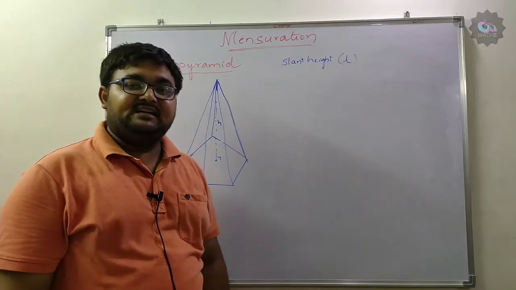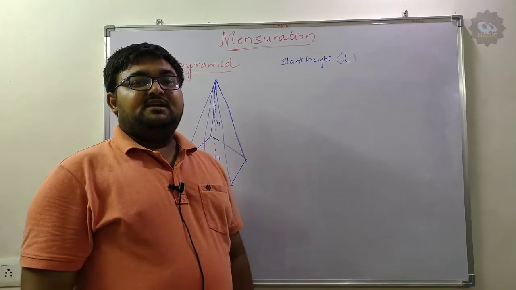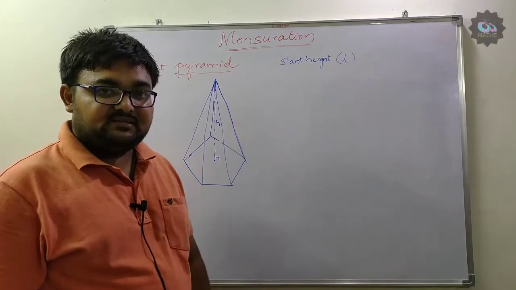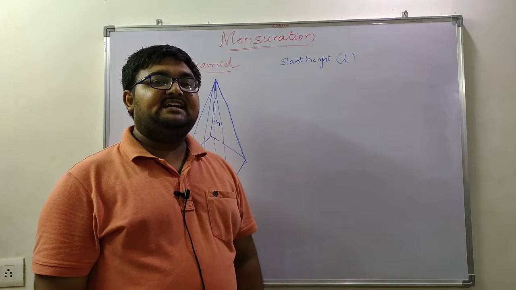Now what is meant by slant height? Since all the triangles are slant, right? Because of that slantness we are going to have one new height which we call the slant height.